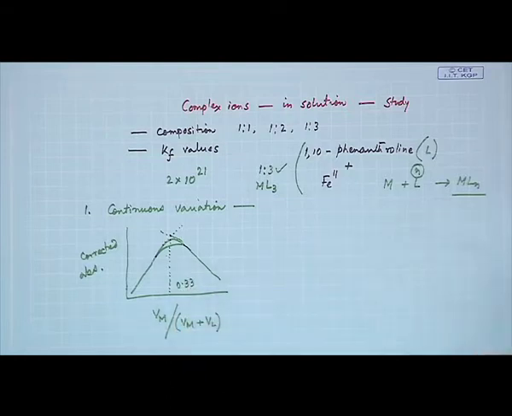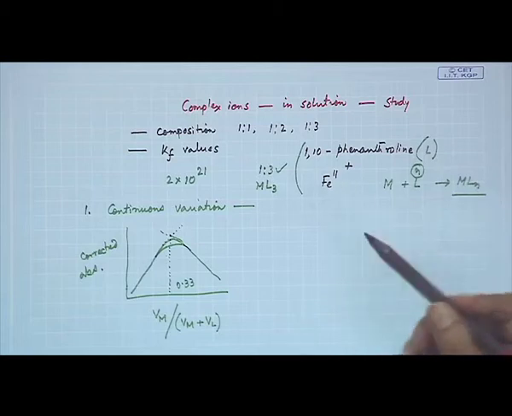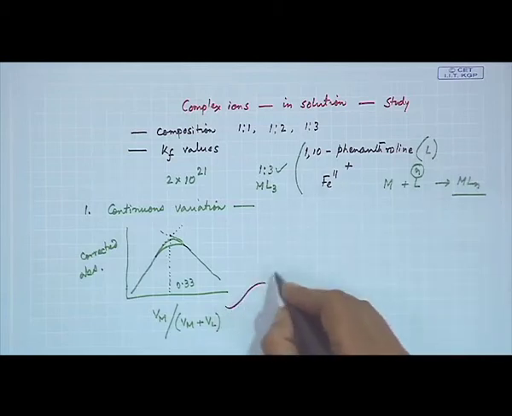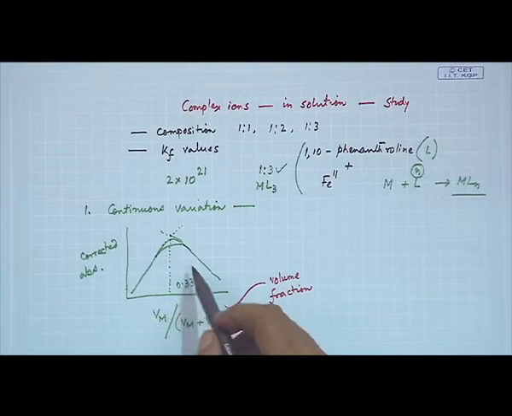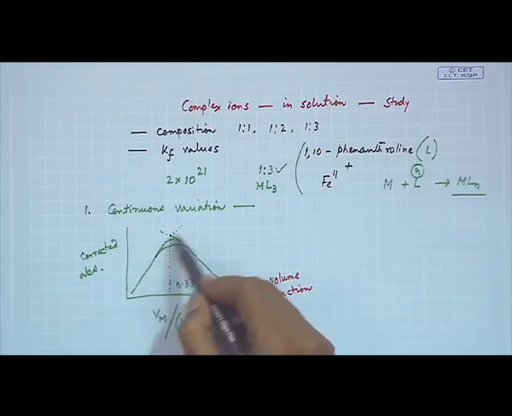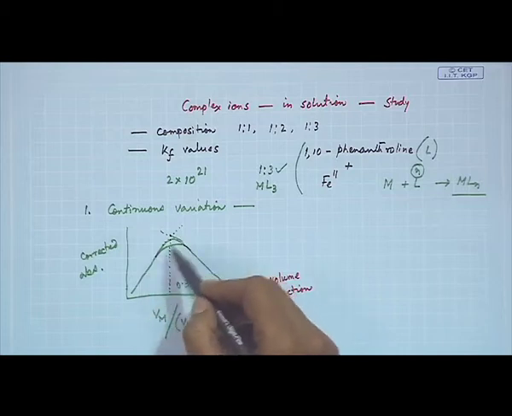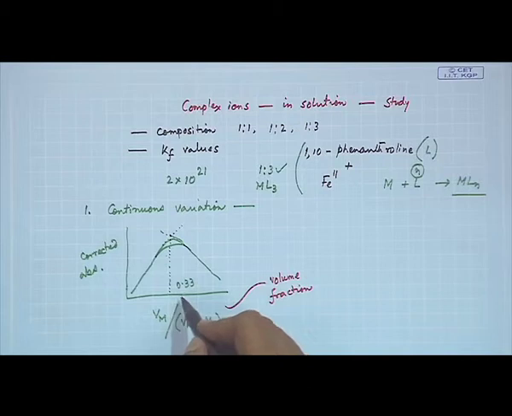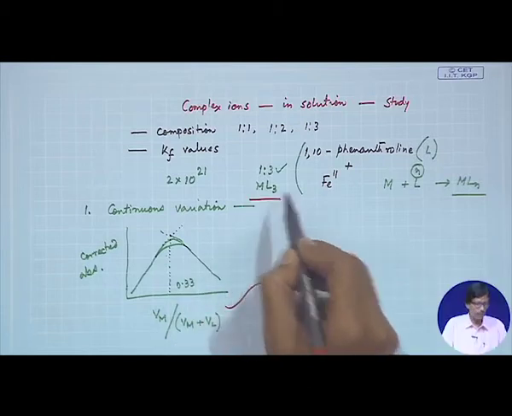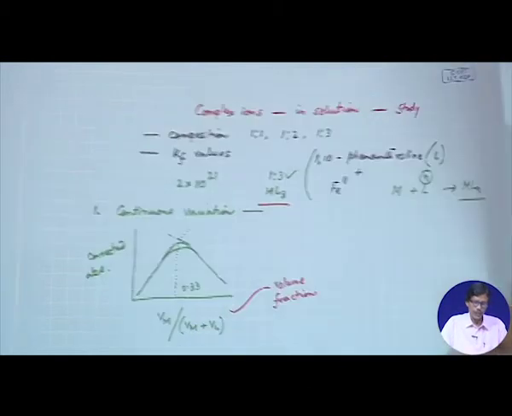At this point, when we plot this as the volume fraction, we can find out the magnitude of the volume fraction where we get this changeover, or the intersection between these two straight line parts. We can find out from there that the stoichiometry for the complexation is 1:3.